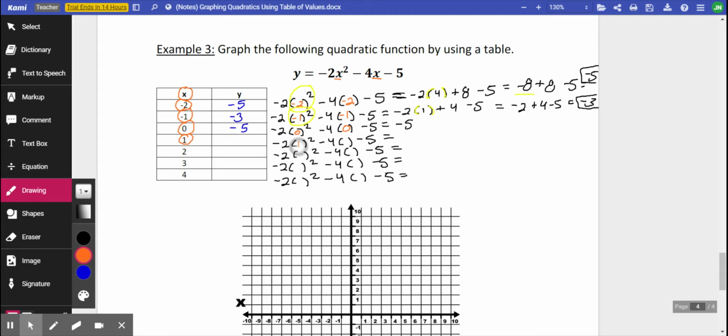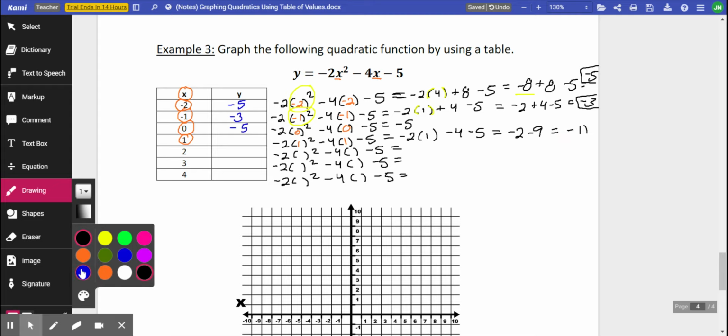All right, so next we have the value of 1. When I plug in 1 into the function, I plug in 1 here and there. When I go ahead and simplify this, I get -2 multiplied by 1 minus 4 minus 5, which is equal to -2 minus 4 minus 5, which will give you -9, right? So that will be -11. So my next answer would be -11. So keep going down the list.